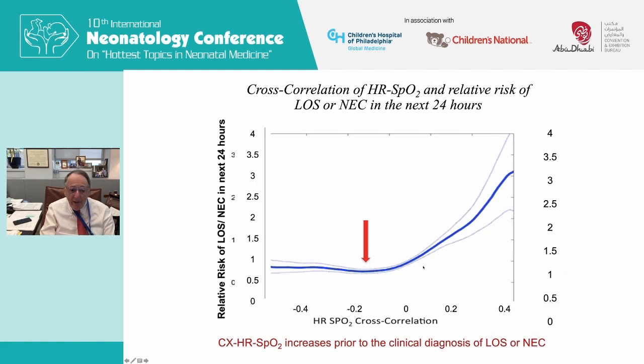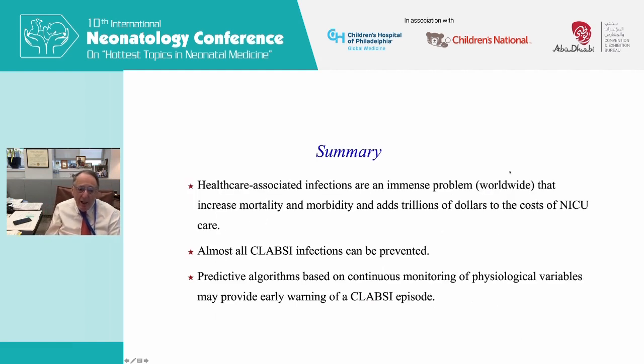In fact, if you look at the relative risk of late onset sepsis or NEC, where there's not a good correlation in those values, here we're looking at heart rate and saturation, the cross correlation, the risk of sepsis is very low, it's one or less. And when there's a good correlation in the next 24 hours, the risk of sepsis or NEC goes up to greater than 3.